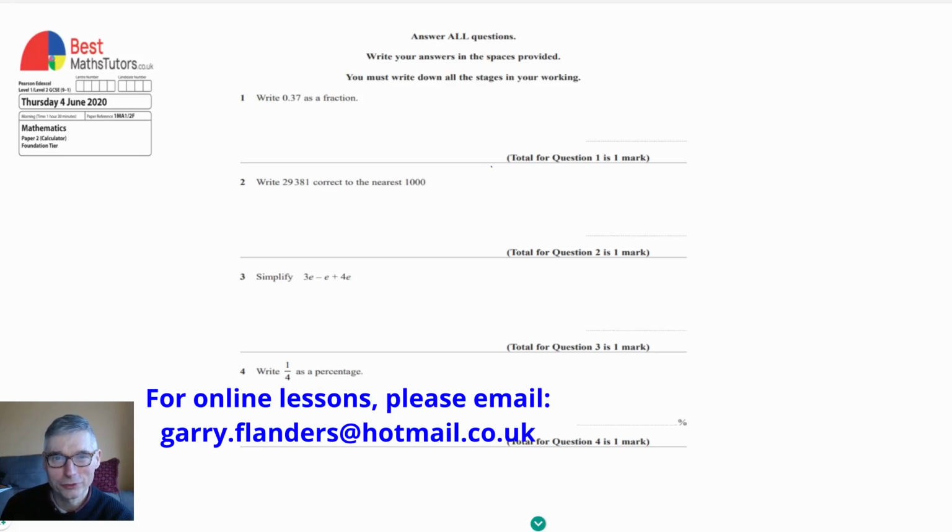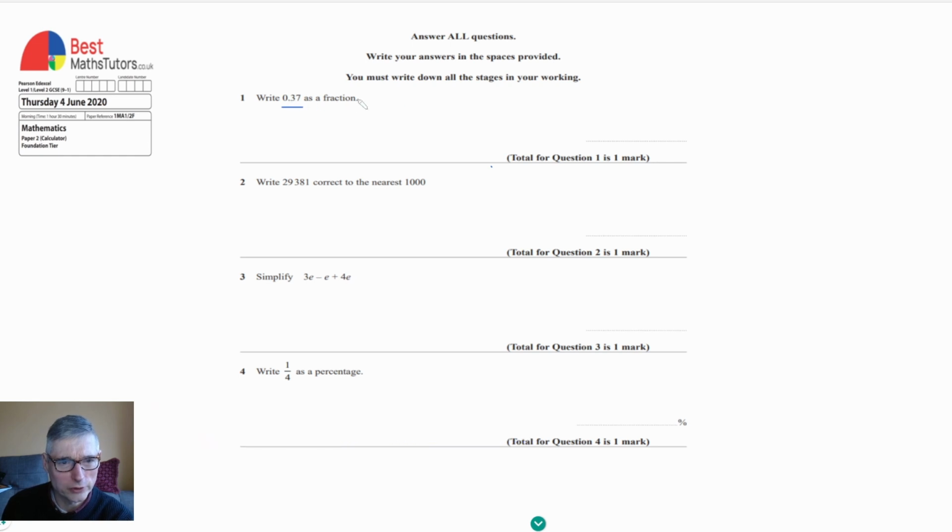This is Edexcel's paper 2 from 2020 for the GCSE foundation tier, and we're on question 1, and it says write 0.37 as a fraction. So what we can do is write the 37 of the 0.37, and then put it over 1 with as many zeros as there are numbers after the decimal point. We've got 2 numbers after the decimal point, so it becomes 37 over 100.